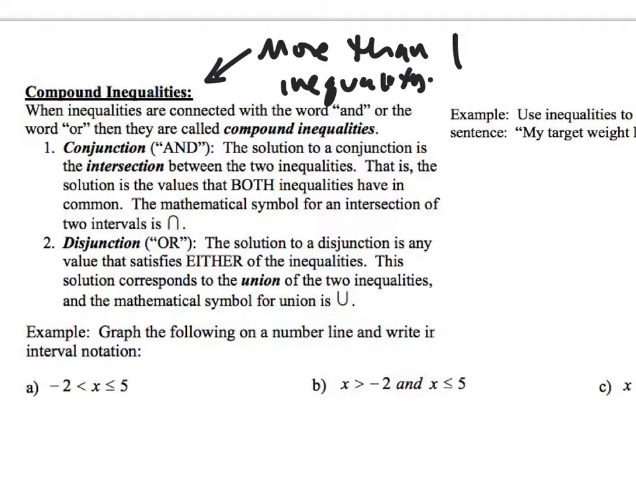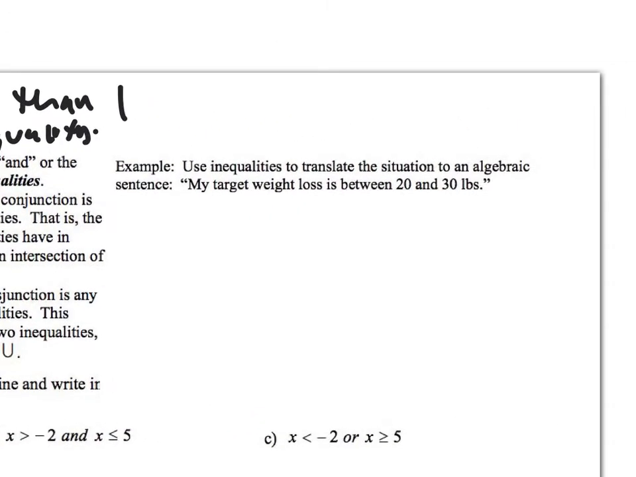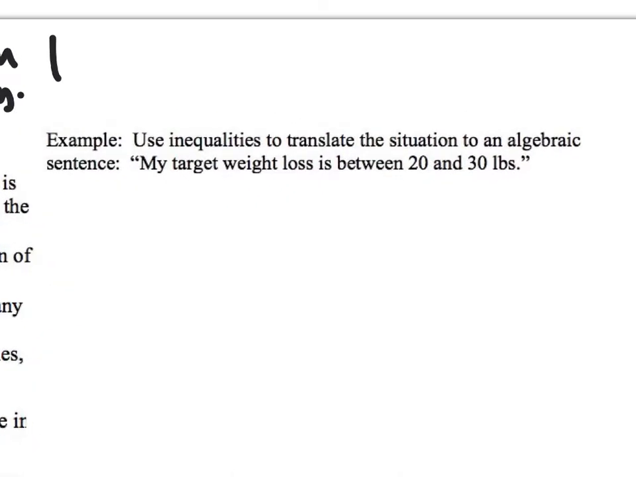Now, the easy way for me to figure out if we have an "or" situation, or a disjunction, for union, is using the signal for union, which is U. So to think about this, let's use this example, which says, use inequalities to translate the situation into an algebraic sentence: my target weight loss is between 20 and 30 pounds. So what I would want to write here is X, and this is going to be target weight loss.